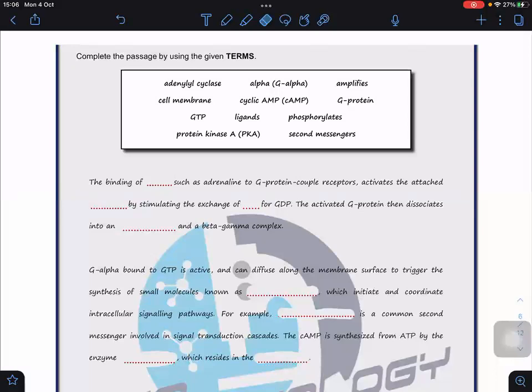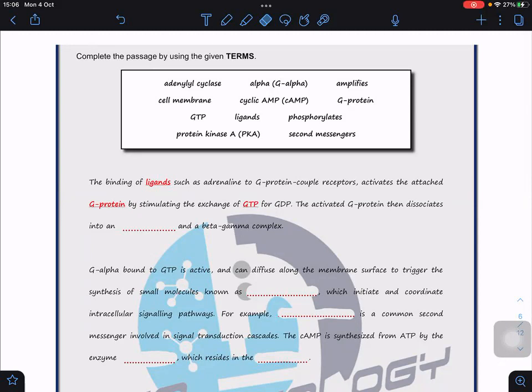Okay, so since you have done it, let us look at the answer here. So the binding of what? The binding of ligands, such as adrenaline, to a G protein coupled receptor activates the attached G protein by stimulating the exchange of GDP for GTP. We add GTP, we remove GDP.